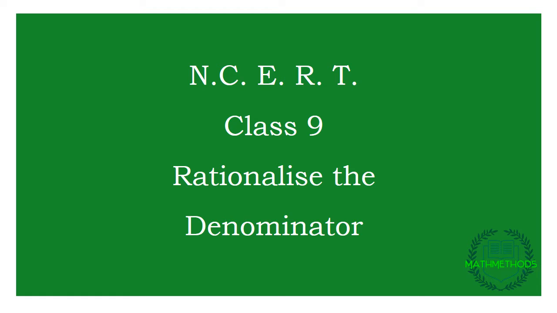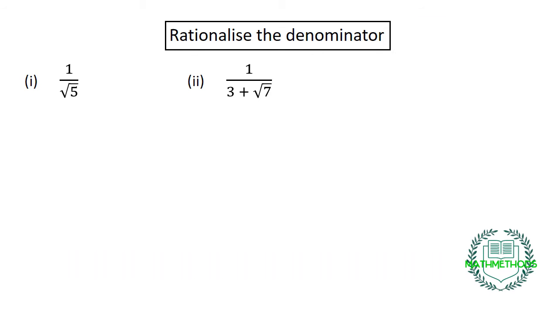We'll learn in this video to rationalize the denominators of the expressions whose denominators contain a term with a square root. We have here two examples of the fractions having the irrational denominators. To rationalize the denominator means to change the irrational denominator to a rational number.